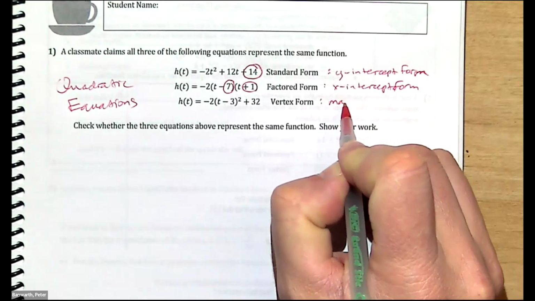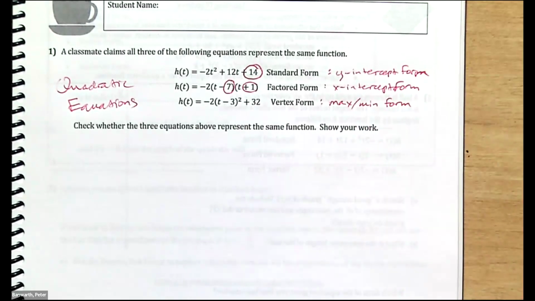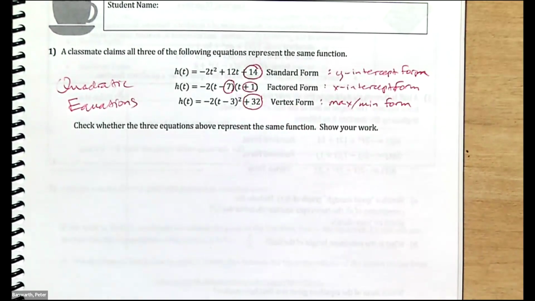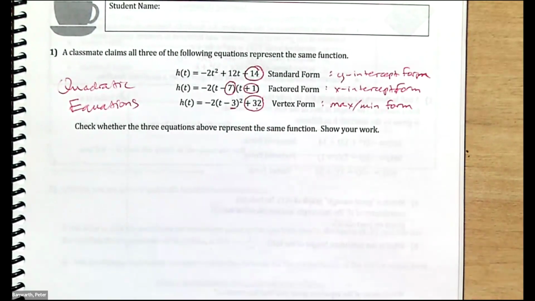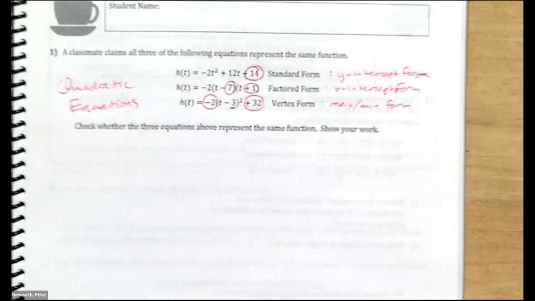And I like to call the vertex form the max-min form. Anybody have an idea on why I like to do that? Yeah. Exactly. That's always going to be either your maximum or your minimum. It's going to be the point where it turns around. That's the value, and that's the input that gets you there. And how do you know if it's the max or the min? From the leading coefficient.